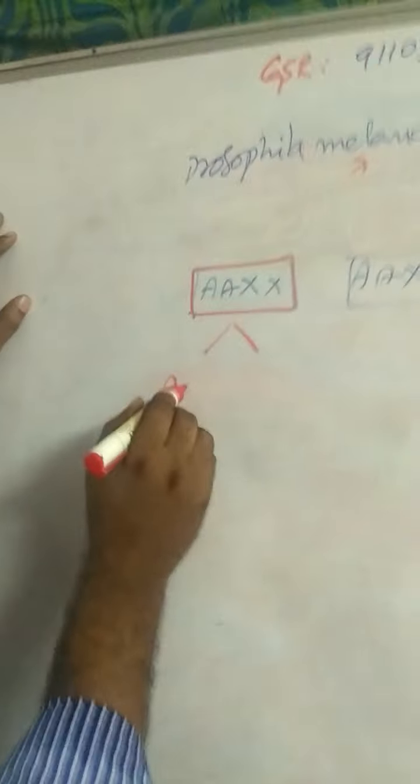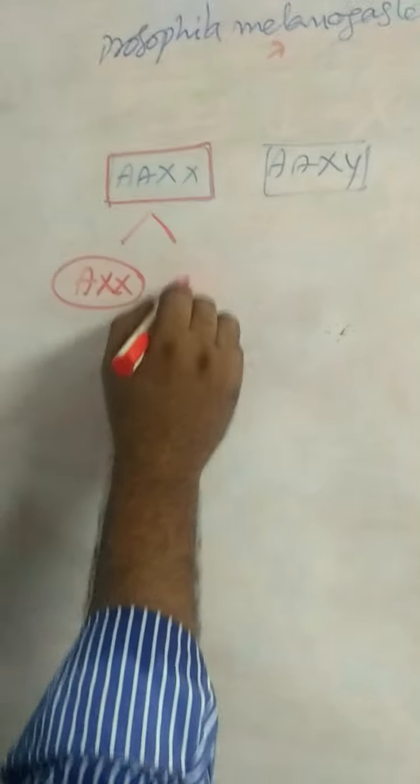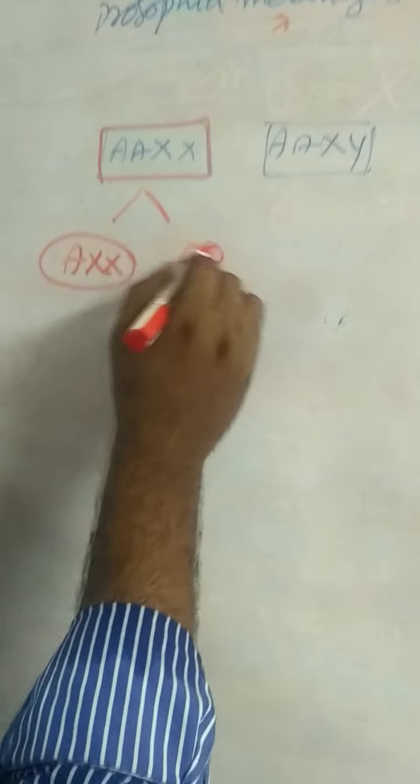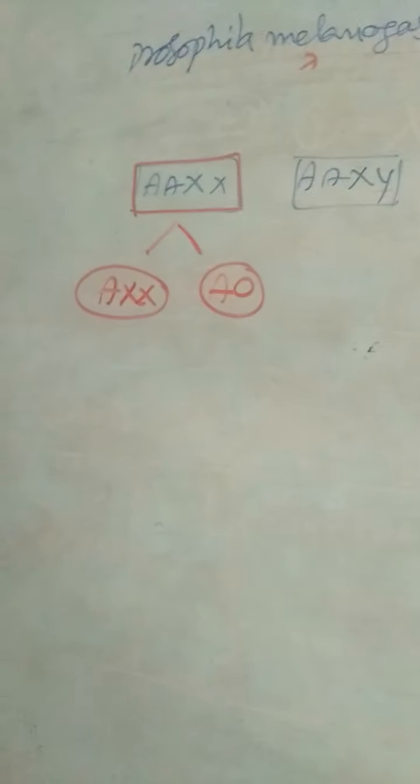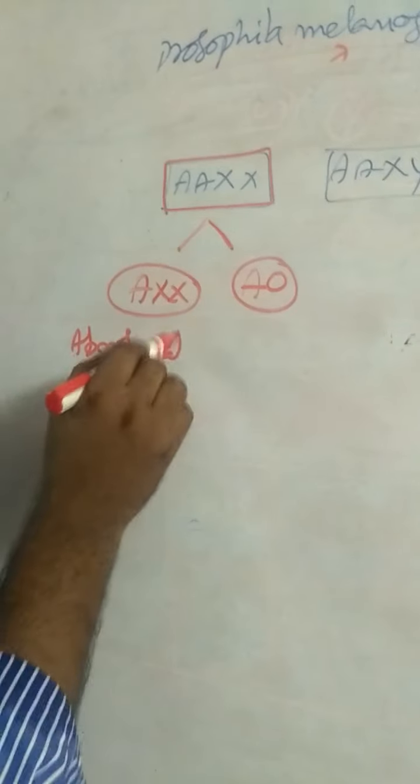ova with AXX, one autosome and 2 X chromosomes in one ova, and another ova only A, meaning there is no sex chromosome. So these gametes are called abnormal gametes. These are abnormal gametes.